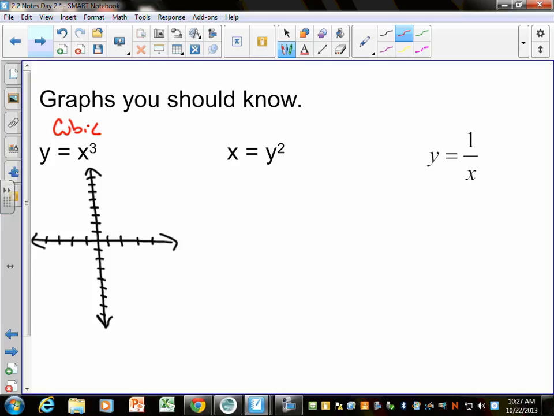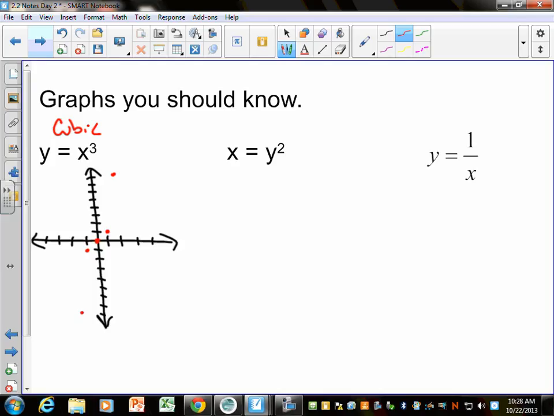It's kind of a stretch there, like a stretched out S. But if you graph this, think about if you plug 0 in here, what are you going to get? 0. If you plug 1 in here, what are you going to get? 1. If you plug negative 1 in here, what are you going to get? Negative 1. If you plug 2 in here, what are you going to get? 8. 2 to the third is 8, which is why I made 8 little marks on my graph. And if I put negative 2 in there, I'm going to get negative 8.